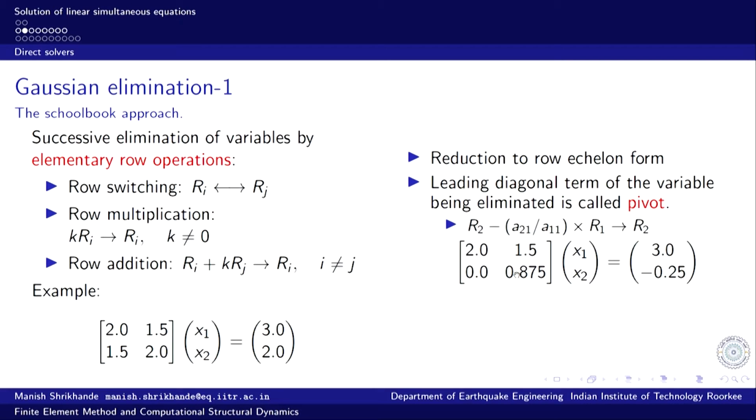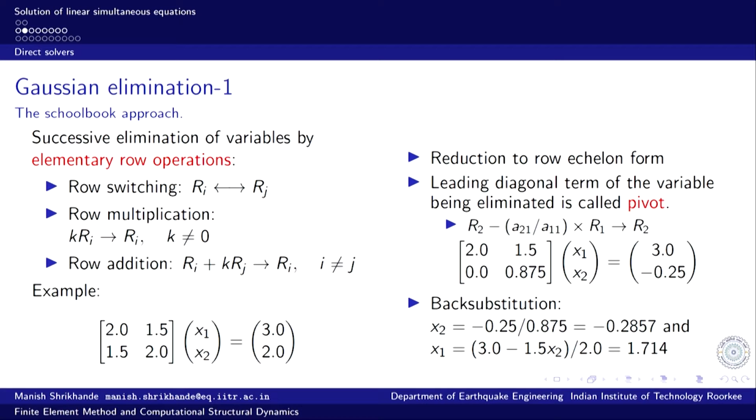Subsequently this system of equations can be solved, x2 can be solved as minus 0.25 divided by 0.875, and having computed x2, x1 can be solved from the first equation. So, back substitution gives us x2 equal to minus 0.2857. I am retaining 4 significant digits here, and x1 is obtained by substituting this value of x2 in the first equation, and x1 is obtained as 1.714. So, what is wrong with this?